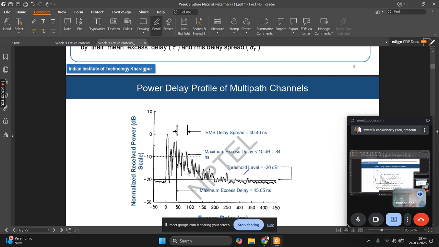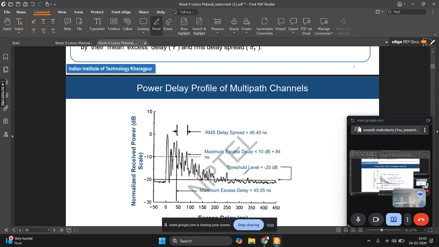However infinitesimally small the power, we cannot process all that power. So what we will do is define a threshold, and all the power that is within 20 dB below what has been received at the first instant is accepted, but any power that is more than 20 dB below the power received at tau equal to 0 will be treated as noise.